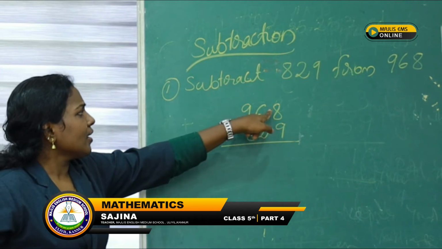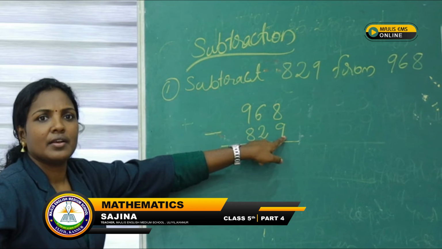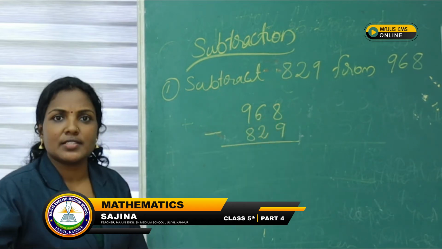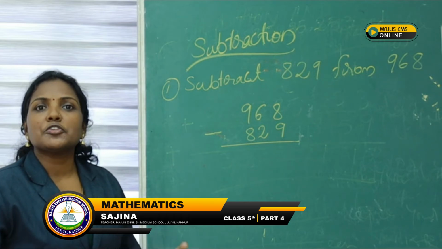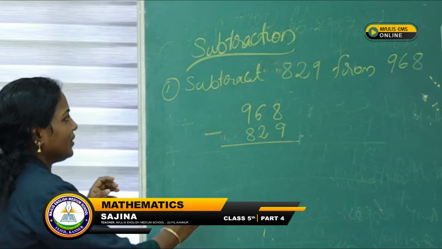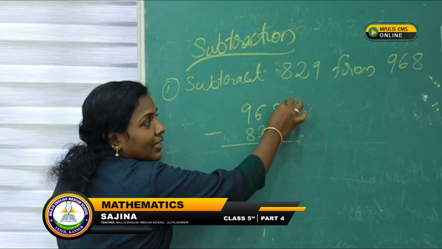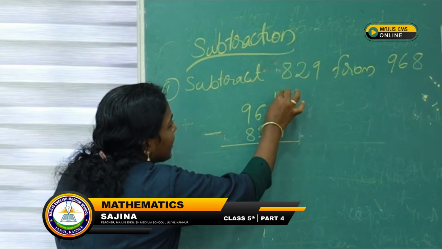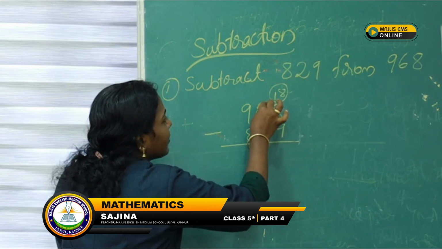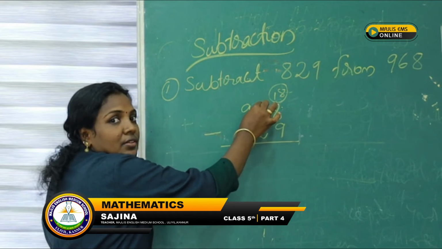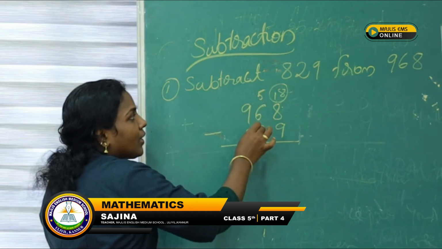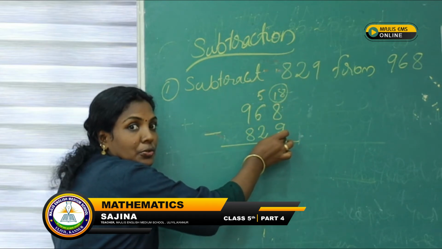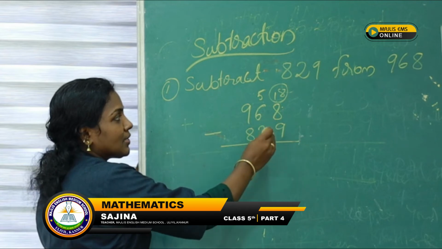Okay. Then here this is 8 and this is 9. Is it possible to subtract 9 from 8? No. Then what to do? Yes, we borrow 1 from here. That is, here is 18. Then here the remainder is 5. Therefore, 18 minus 9 is equal to 9.